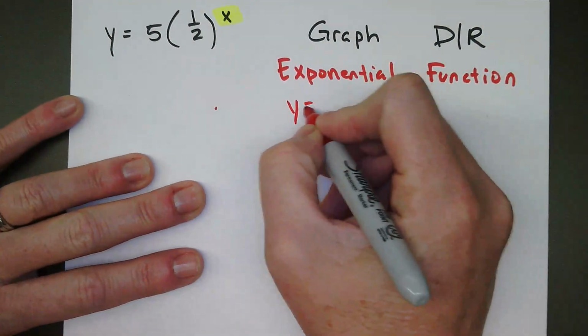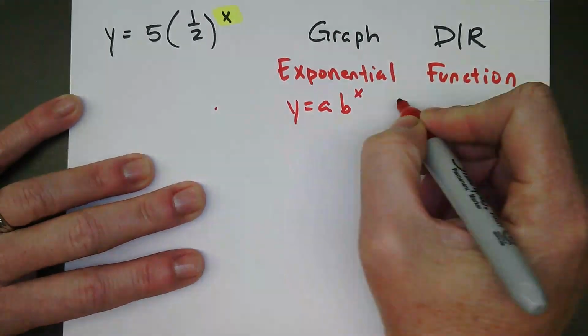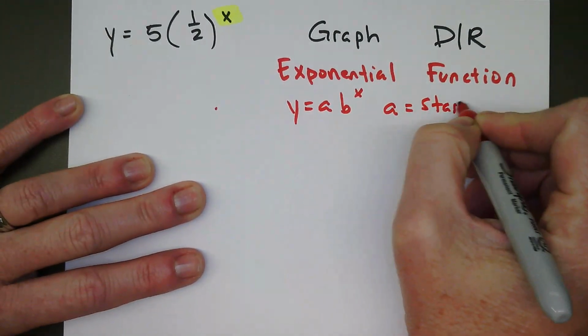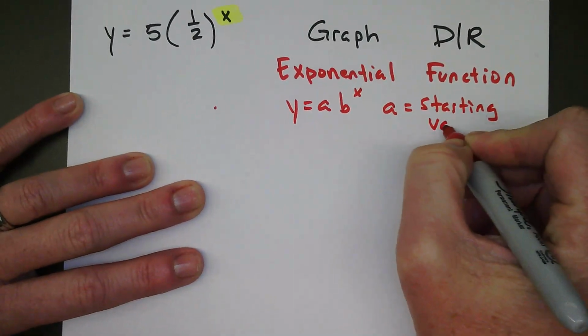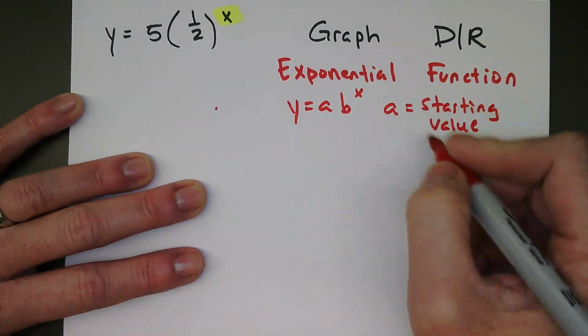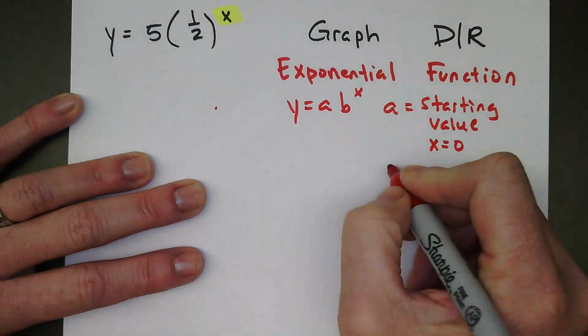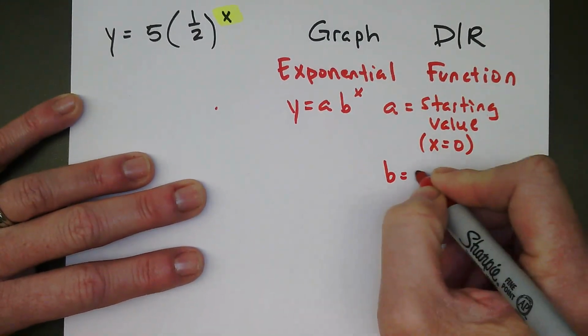The general form that we have talked about is this. A b to the x. A is the starting value. And remember, we start when x is 0. And then b is the multiplier.